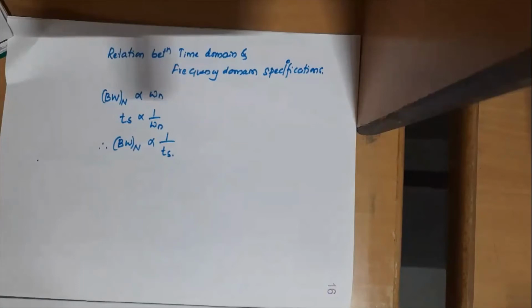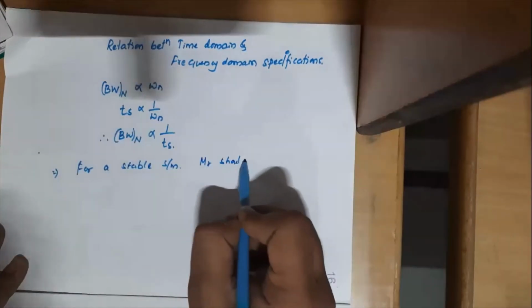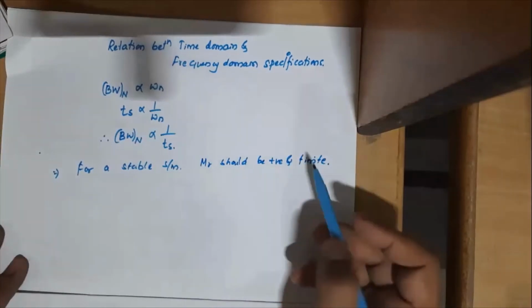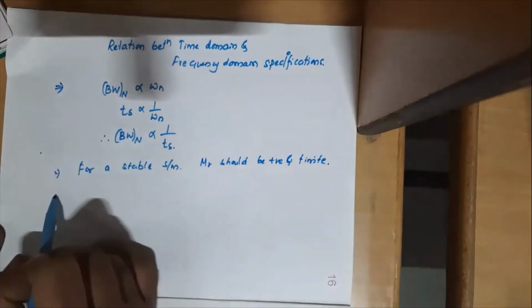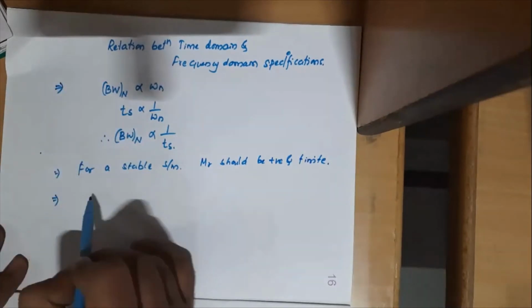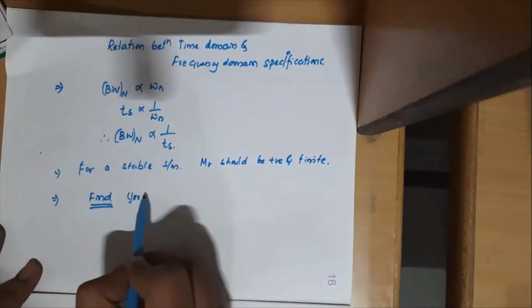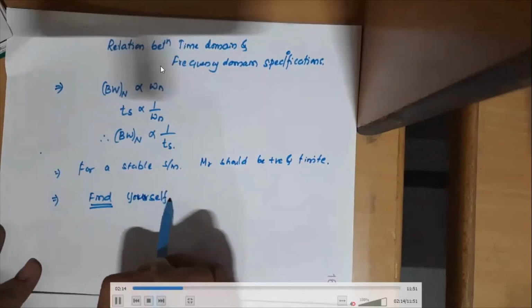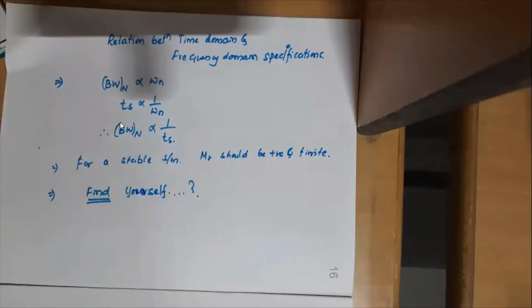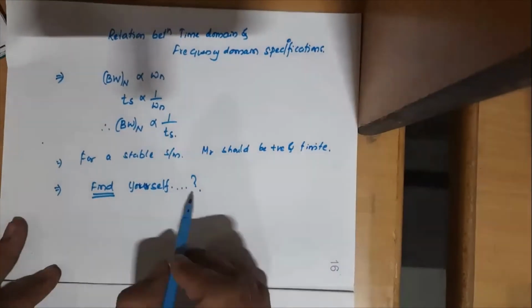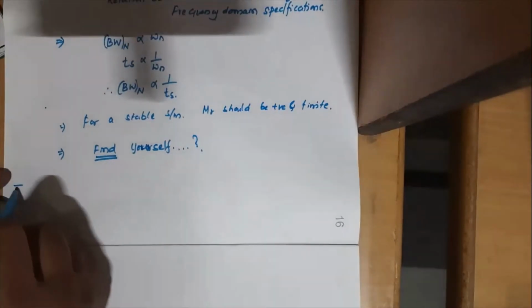This is only for understanding purposes, like you may get some interview question. Also the relation between MR and M is simple. For a stable system, MR should be positive and finite, and so M also. So try to find out one more relation yourself, and just try to remember that.